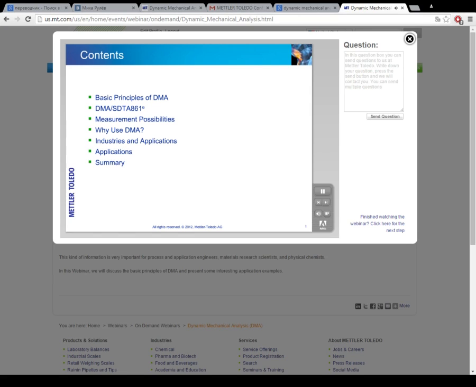mechanical analysis and at the same time introduce a high-performance DMA instrument. I also want to point out a number of important design features and explain their functionality. Finally, I will present several examples to illustrate the different application possibilities of the DMA technique.